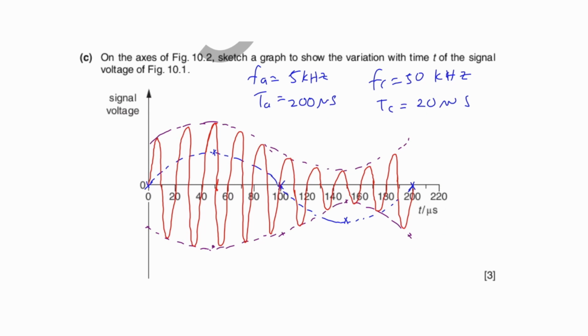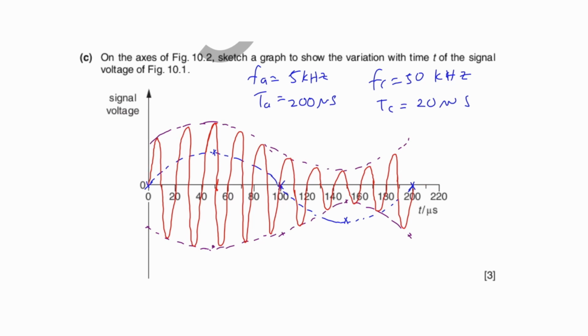So what is the next step? Our next step is to make an outline so that you can draw the amplitude modulated wave accurately. So you remember that the period of the audio is 200 microseconds. So in other words, in one cycle, you start from 0 here and you must end back at 0 in 200 microseconds.